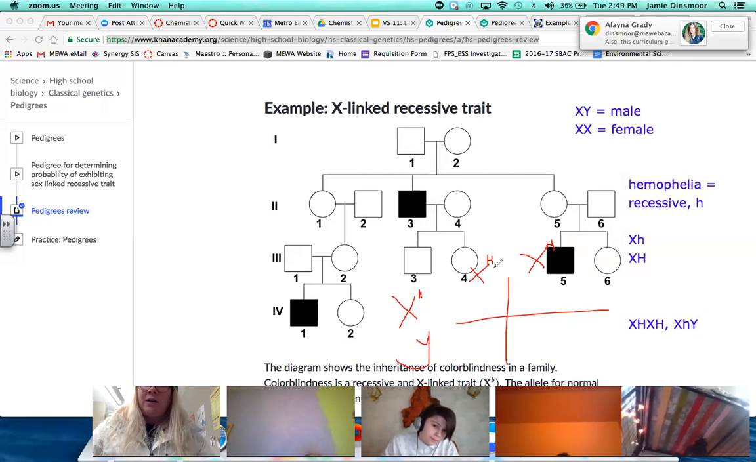Like exponents, exactly. So our offspring choices would be that we would get X big H. Big H is really hard for me to write with the mouse. X little h. Little h, there we go. X big H. Y.